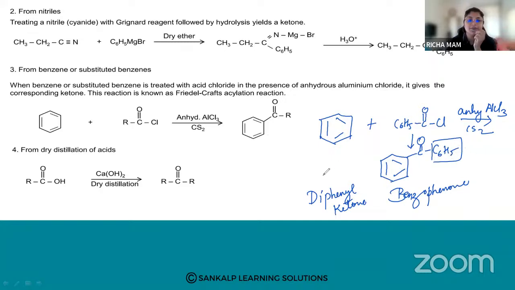And this is benzoyl chloride. So when your benzene reacts with benzoyl chloride or any other acid chloride, you get the respective ketone. So R can be an alkyl group or it can be an aromatic ring also, from an aromatic substituted chloride. So this is a Friedel-Crafts acylation reaction.